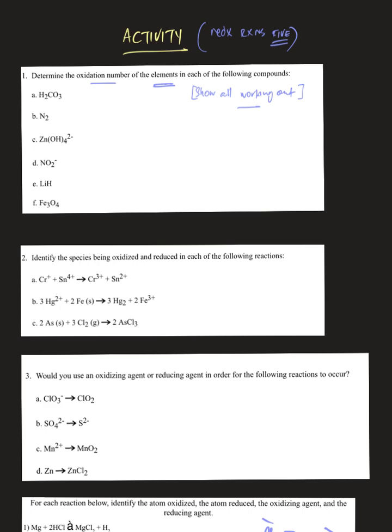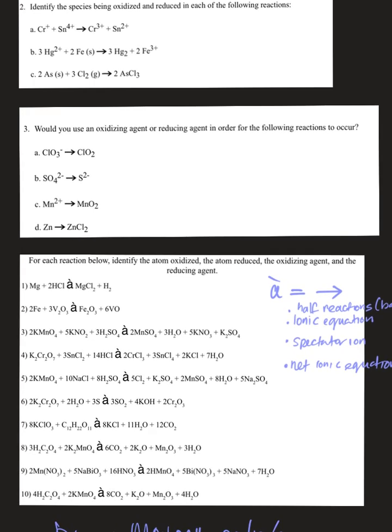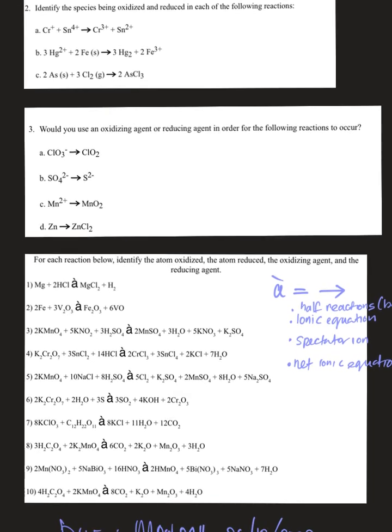The second thing that we're looking at, it says identify the species that is being oxidized or reduced. So you're going to have to look at these questions and find out what's being oxidized and what's being reduced. Once you're done with that, that should be relatively easy. The third thing that you're looking at is, would you use an oxidizing agent or reducing agent in order for the following reactions to occur? So now you've got to think. If I have this sort of setup happening, how am I going from ClO3 minus to ClO2? What had to happen? And then would it be a reducing agent or oxidizing agent that causes this sort of situation?